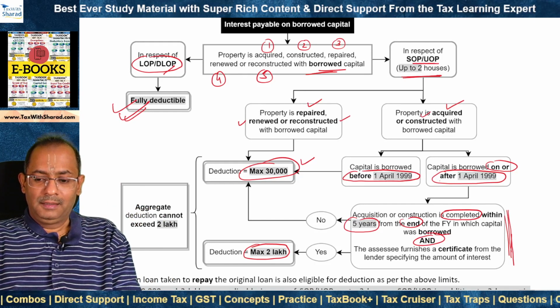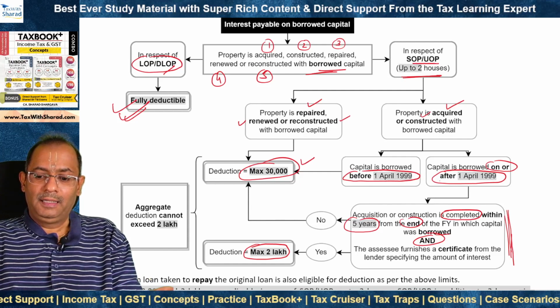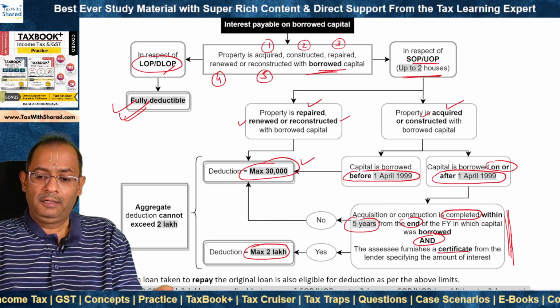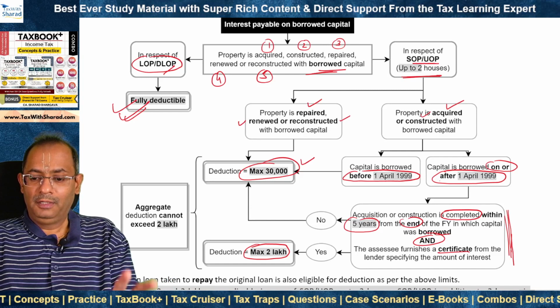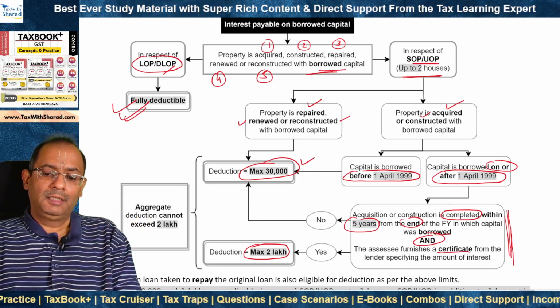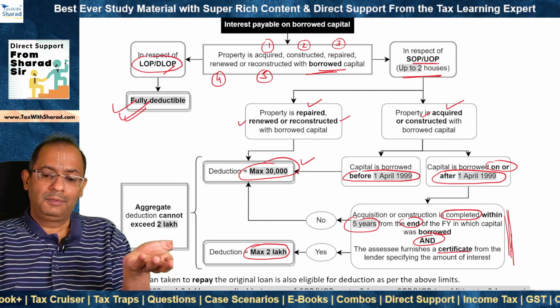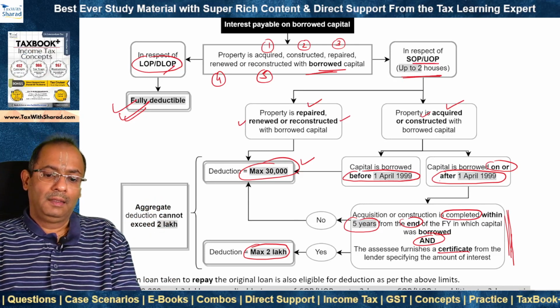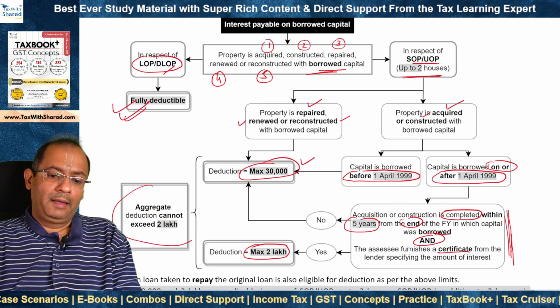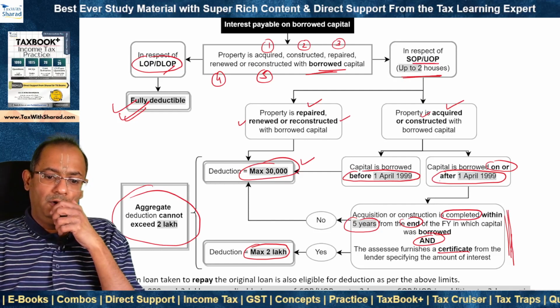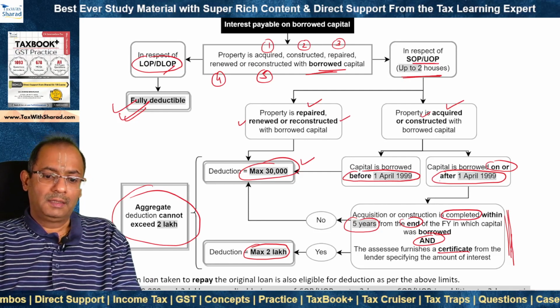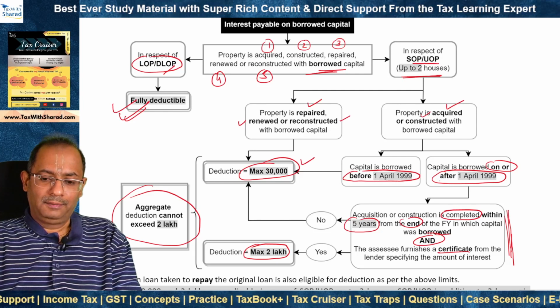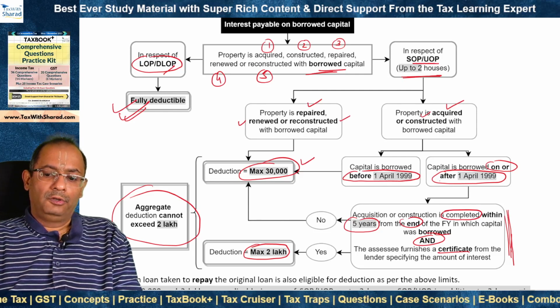And the second condition that needs to be satisfied is that the SSE should furnish a certificate from the lender specifying the amount of interest. If both these conditions are satisfied, the deduction limit becomes 2 lakh, else the deduction limit remains at 30,000. Now the overall aggregate deduction for SOP or UOP up to 2 houses cannot exceed rupees 2 lakh.